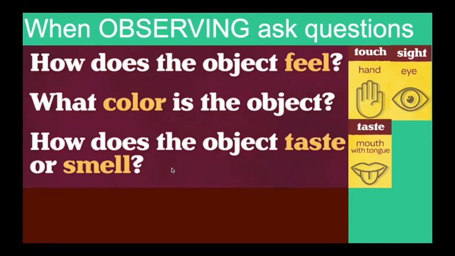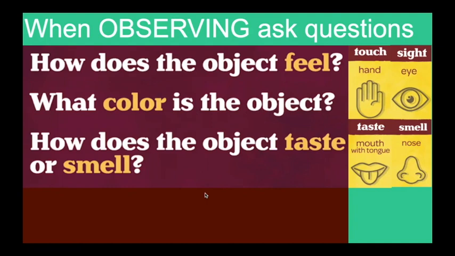All right, and what about smell? What sense do we use when we smell? What part of the body? We smell with our nose, right? Part of the body, nose, sense, smell. So to answer the question, how does the object smell? We use our nose, okay? How does the object taste? Tongue. Or smell, nose, okay?